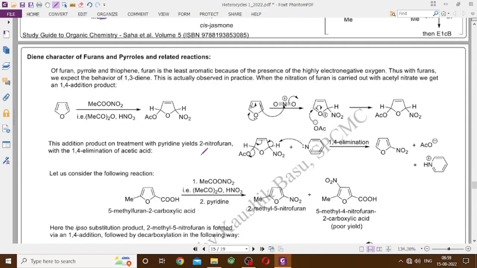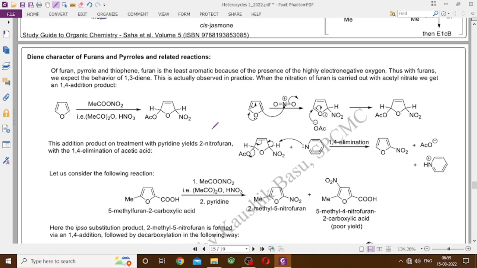Because of the lower resonance energy for furan, which is the lowest among the three, that is pyrrole, thiophene and furan series, and the presence of the highly electronegative oxygen, we expect the molecule to show some sort of diene-like behavior, which is usually observed in practice.